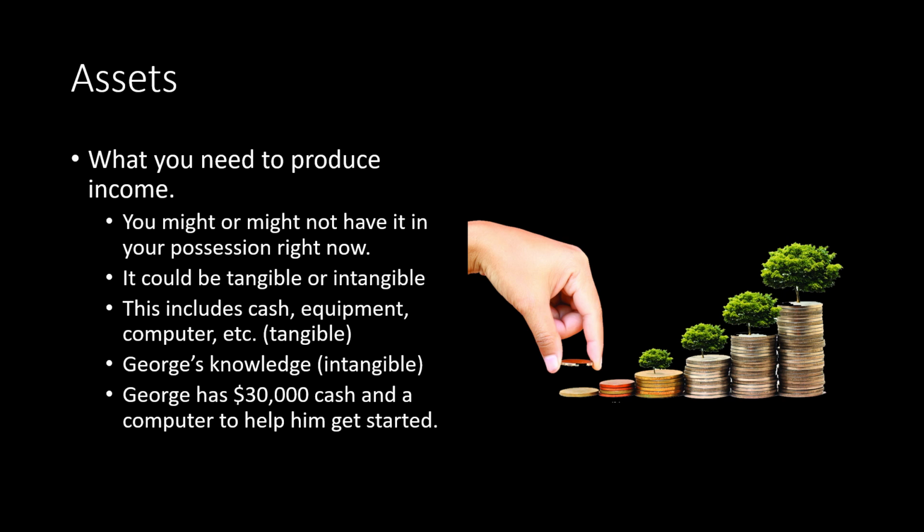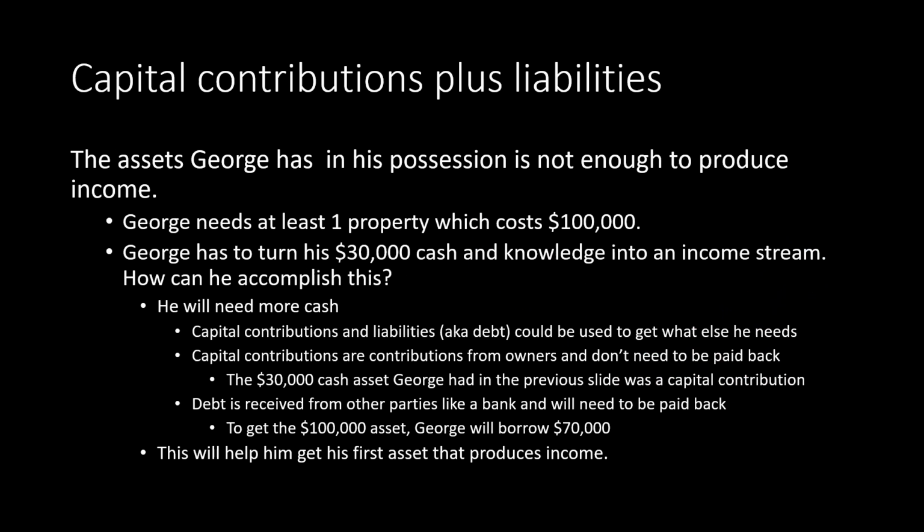For you to produce income in your business, you need assets. Even if that asset comes in form of your knowledge, you need something that customers can pay for in exchange of cash. Or maybe you don't have enough assets and you need more assets. So in the case of George, he needs a property. Well, if he only has 30,000 cash and he has his knowledge, he needs to turn that into something that can produce income. Unless you're in the banking business, cash by itself does not produce income. So in this case, George needs to buy at least one property so he can collect rent.